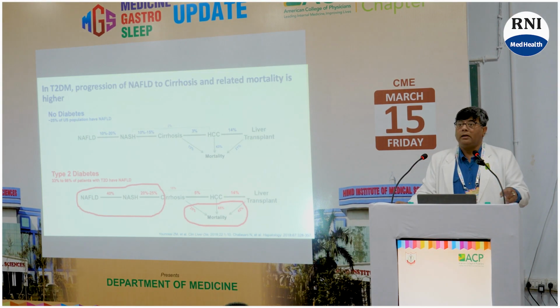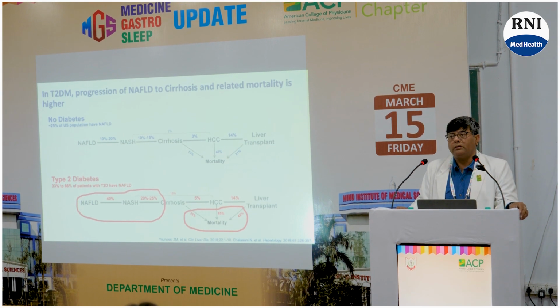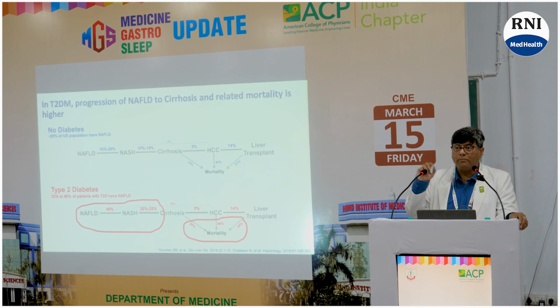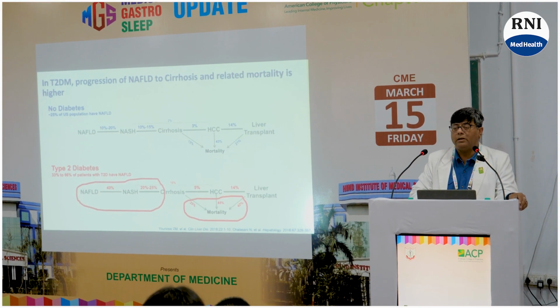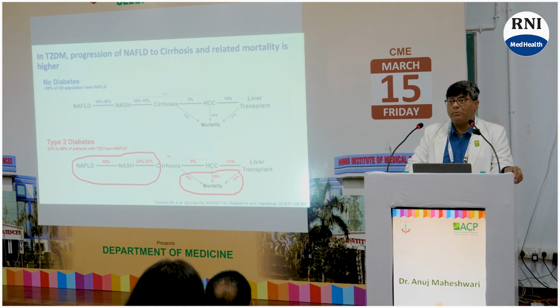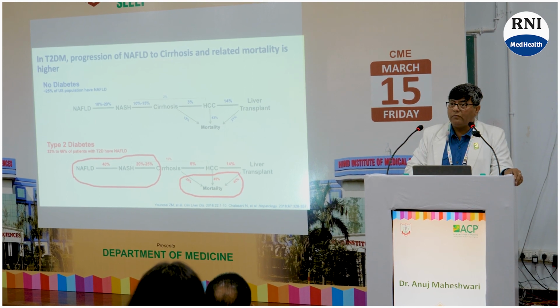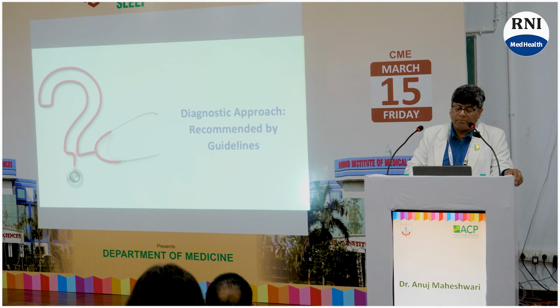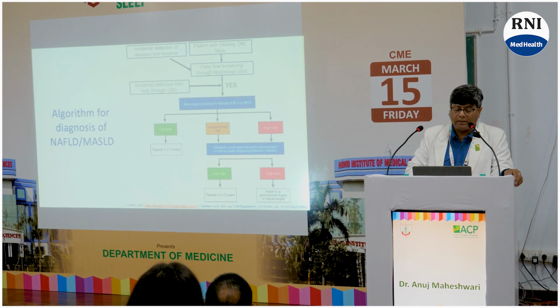And even of those who get a liver transplant, 42% die if they have type 2 diabetes. Again, for those who do not have type 2 diabetes, only 21% die after the liver transplant. So the mortality after liver transplant also doubles when it is associated with type 2 diabetes. Now the question arises, what should be the diagnostic approach? What has been recommended by the guidelines?